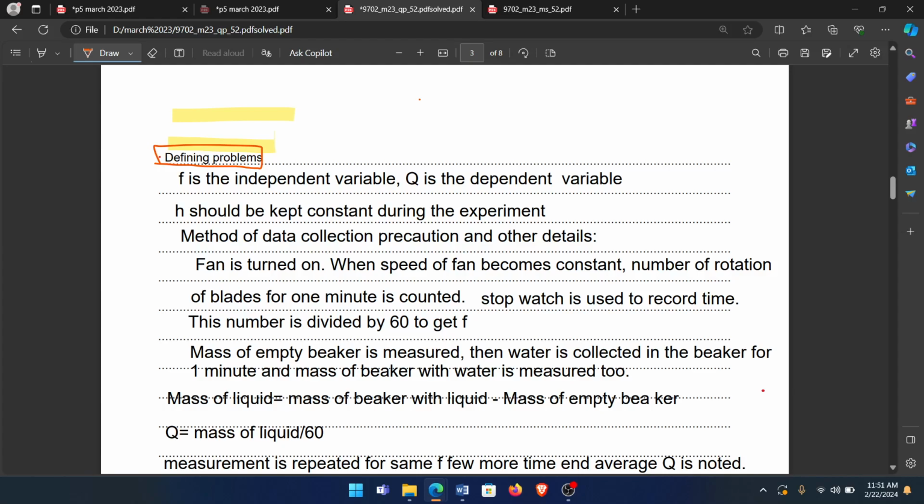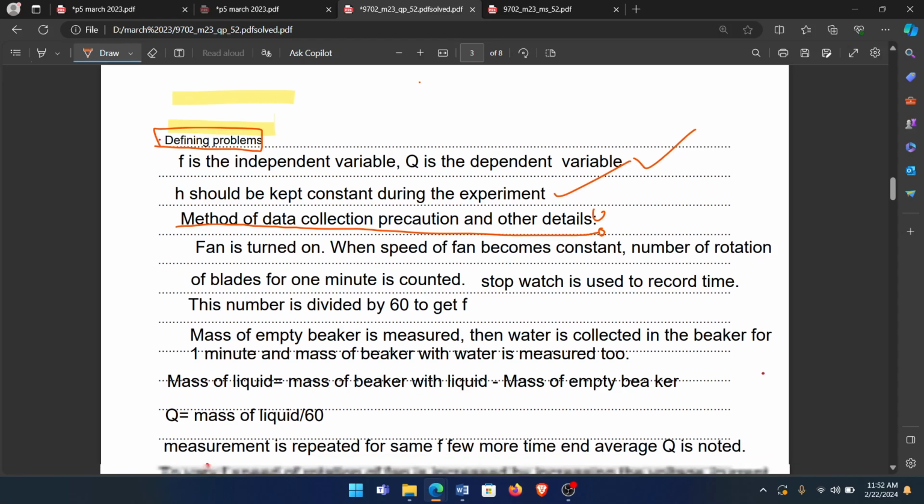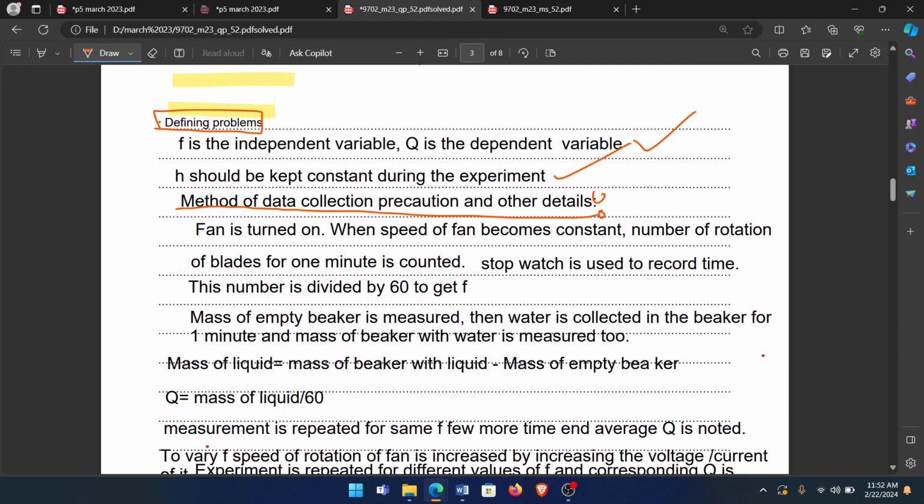In this part, just declare variables. F is the independent variable, Q is the dependent variable. One mark. A should be kept constant during the experiment. That means you cannot change the pipe or the height of the vertical pipe here. Then method of data collection, precautions, and other details. Okay. At first, just focus on the measurement of variables.